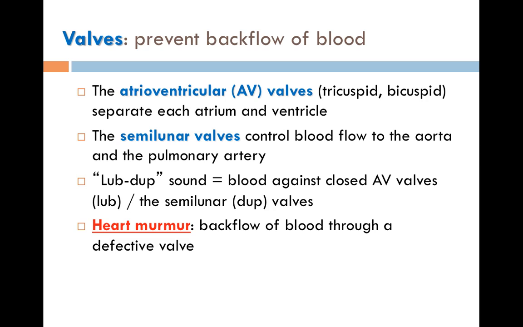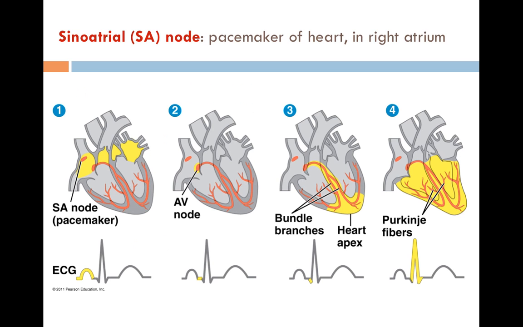Valves prevent backflow. The atrioventricular valves, tricuspid and bicuspid, separate the atrium and the ventricle. It's going to keep the blood from going backwards. The semilunar valves control blood flow to the aorta and the pulmonary artery. This is where you get the lub-dub sound, when the blood is going against the closed valves. A heart murmur is when those valves don't shut completely, so you do get some backflow of blood. It's a little bit of a defect in the heart. It's not bad. Sometimes it fixes itself, and then sometimes you have to go in and fix the valves.